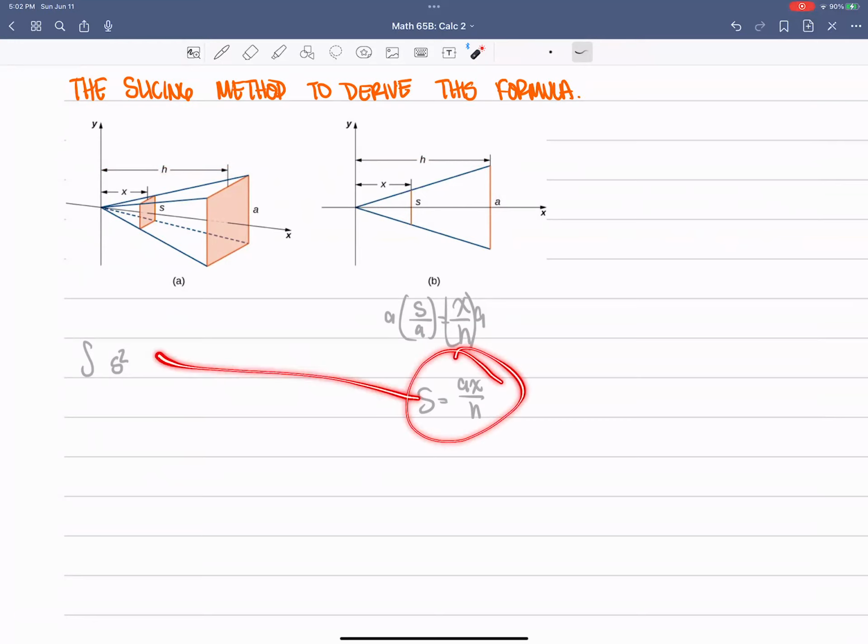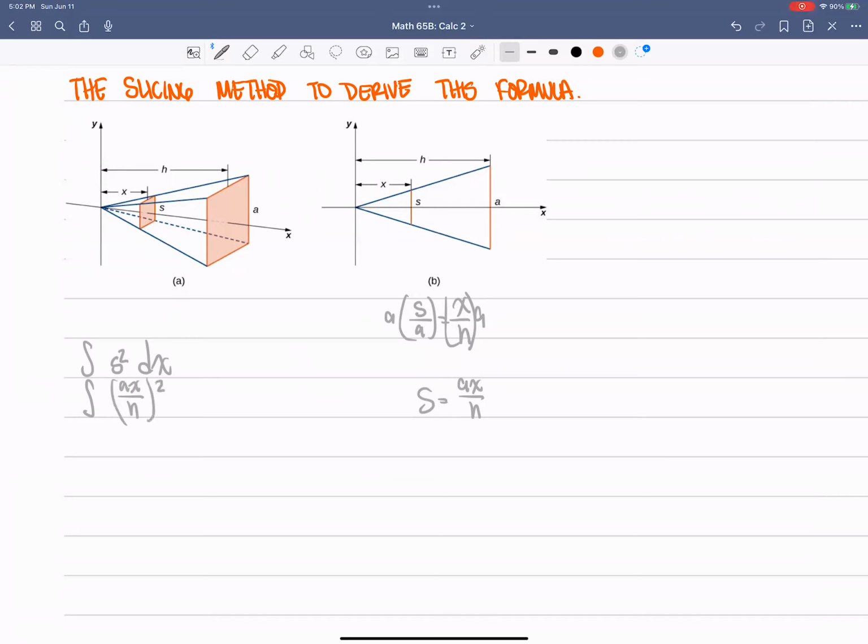So now let's take this and input it here. Remember, we're still integrating with respect to x. We have ax over h, and we're squaring that value. Let's see what our x value is. x goes from 0 to what value? What stretches out this far? It looks like h does. So x goes from 0 to h. That makes sense, because it's the height of the whole pyramid.